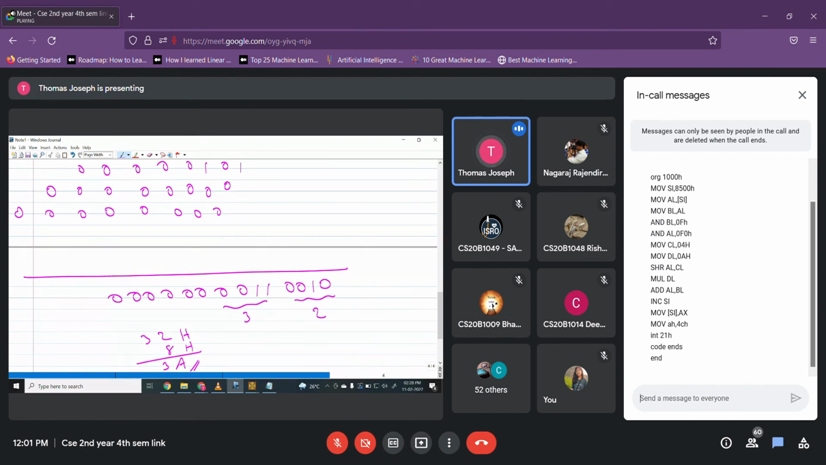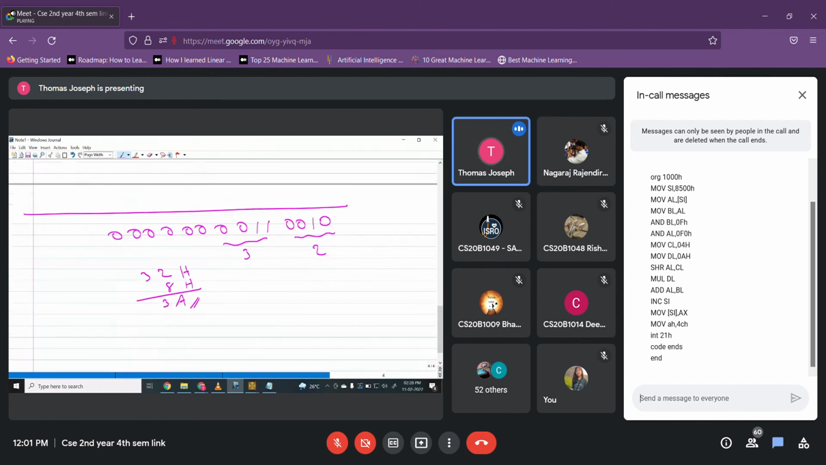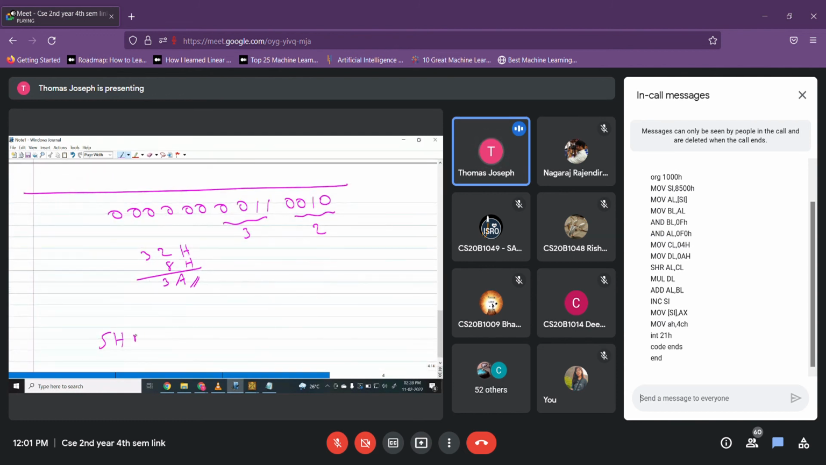Generally this SHR operation is something like this: SHR register, comma 1. This means it will shift towards the right by 1 unit. And if you want to shift it by multiple bit positions, then by default CL is the register that is used. That is why he used CL, and he loaded CL initially with 4. That means he needs to shift it by 4 positions, 4 times. That is why it is mentioned in the program that it is shifting 4 times. So it is shifted towards the right side by 4 times.